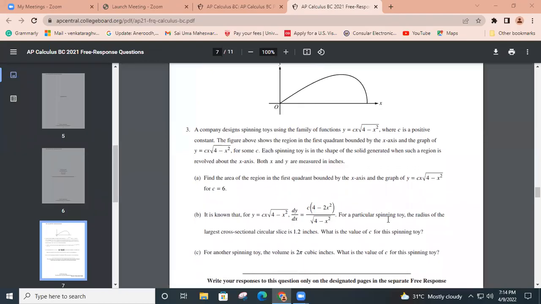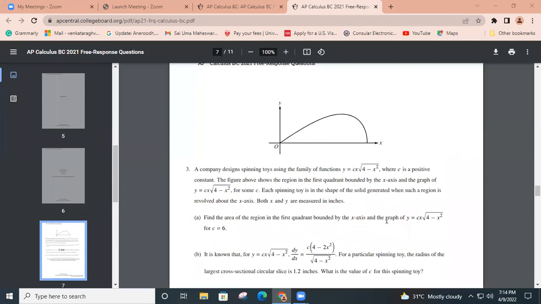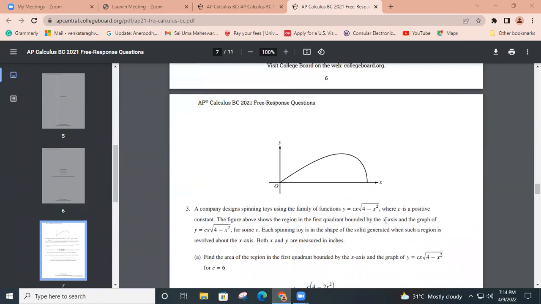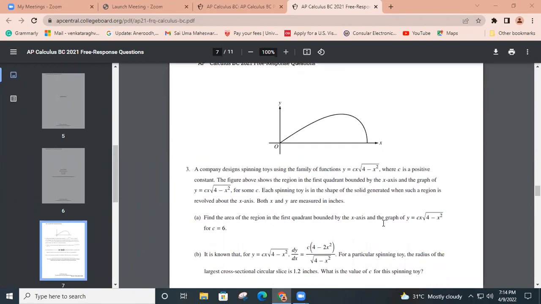Question number 3. Again, every question they want to give an application of the real life field. That is what we like most. It is a free response question, 2021, question number 3.